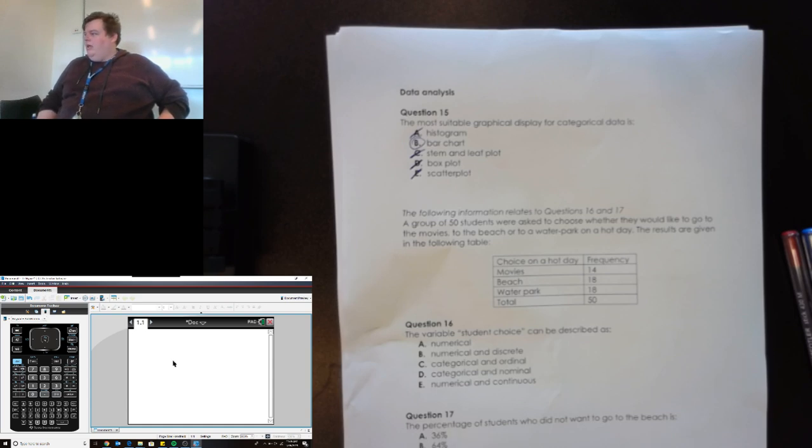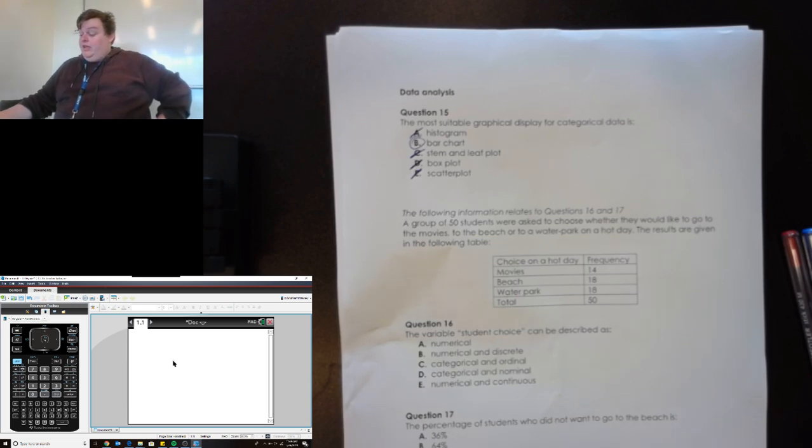All right. Next says the following information relates to questions 16 and 17. A group of 50 students were asked to choose whether they would like to go to the movies, the beach, or a water park on a hot day. The results are given in the table below. A variable student choice can be described as what?